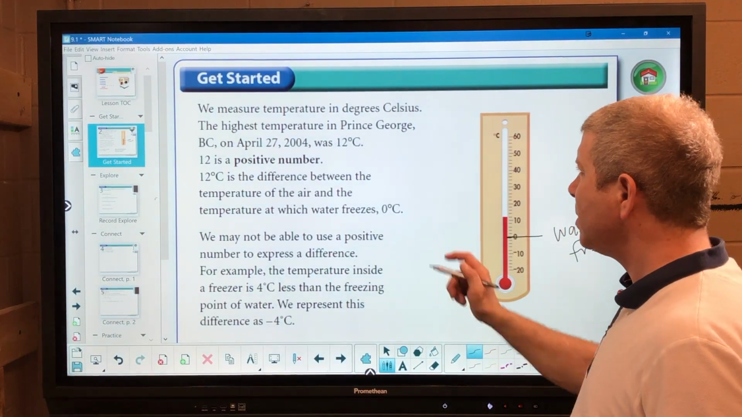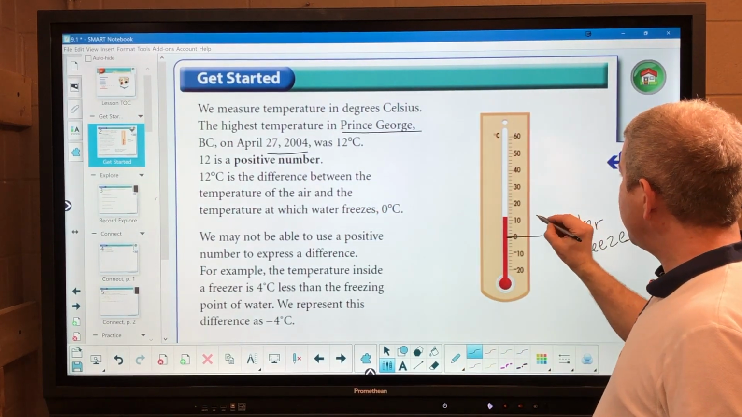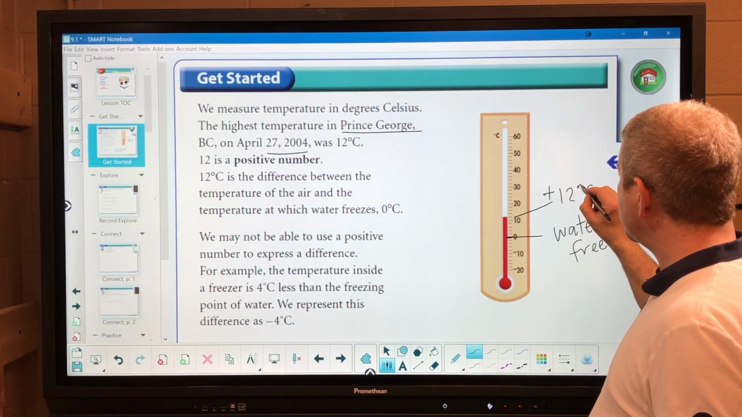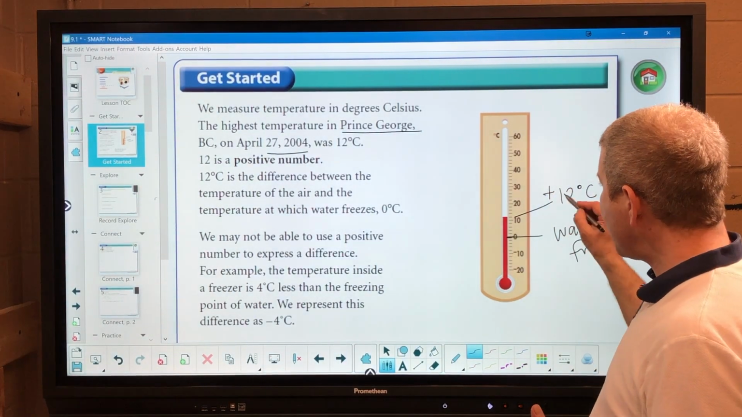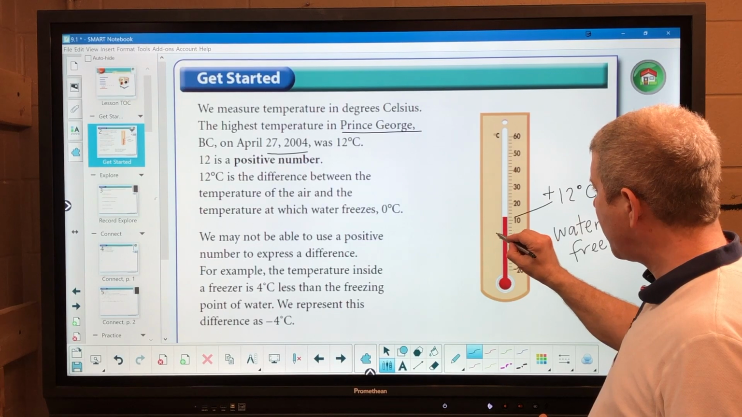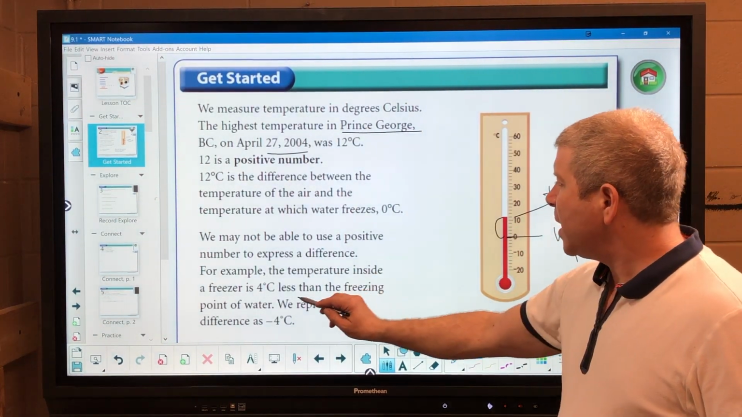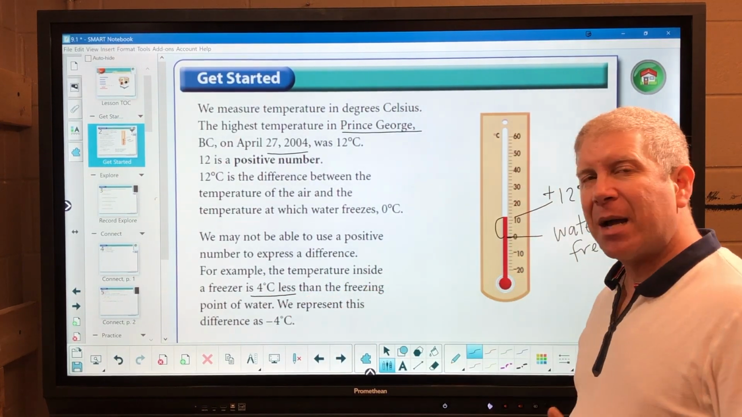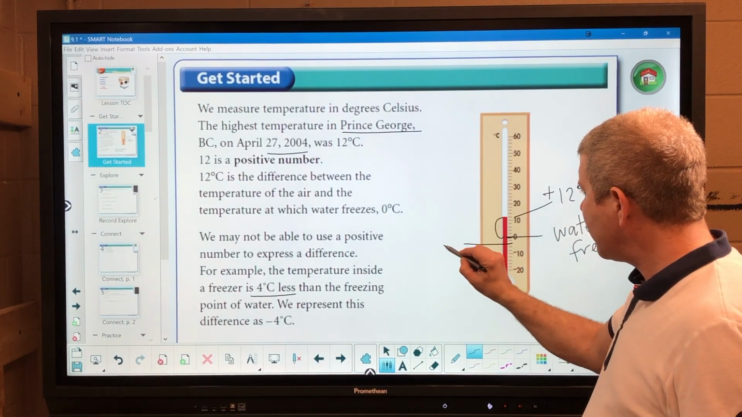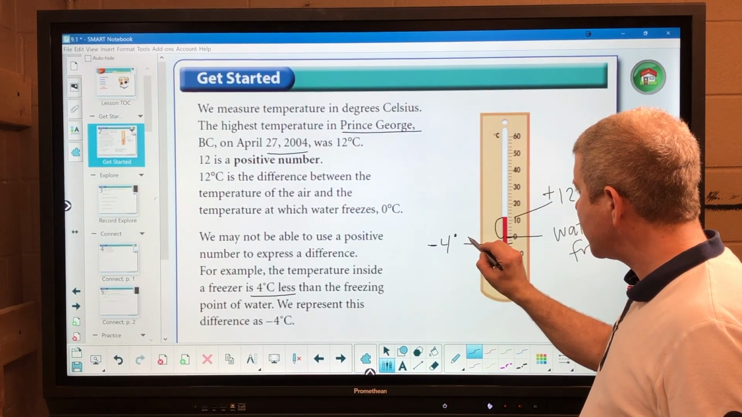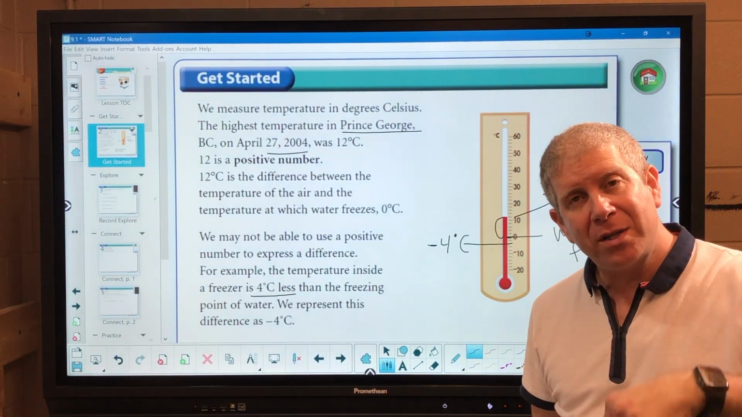So here's an example of Prince George, 2004, and the temperature was plus 12 degrees Celsius. So the positive 12 is a positive integer. And that 12 represents the difference between 0 and 12. Now we can go negative as well. So inside a freezer, we have a temperature of minus 4. And that's going to be right over here. That's minus 4 degrees Celsius. And that's the difference between 0 and negative 4 going downwards.